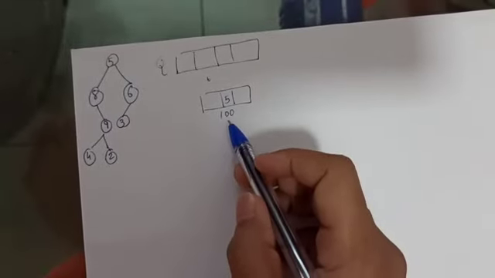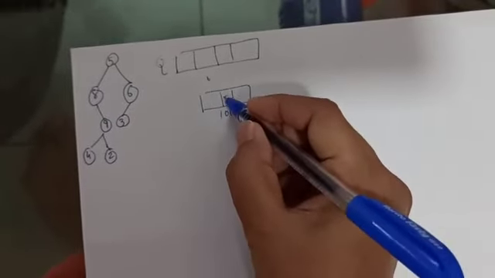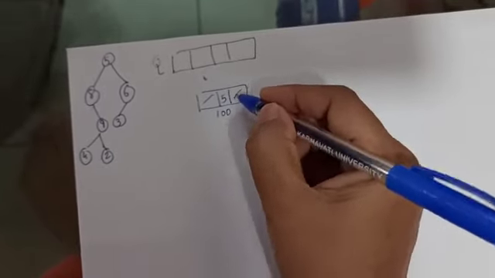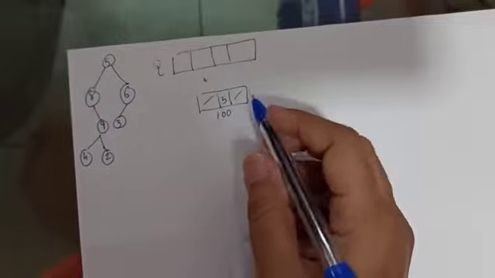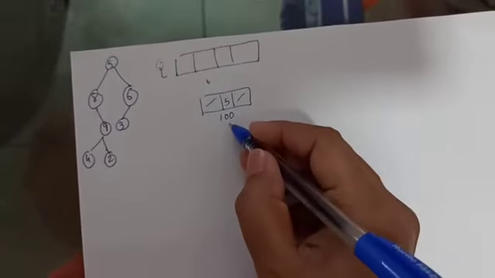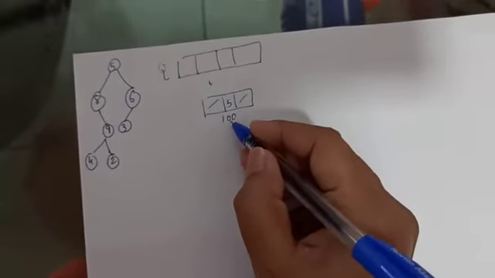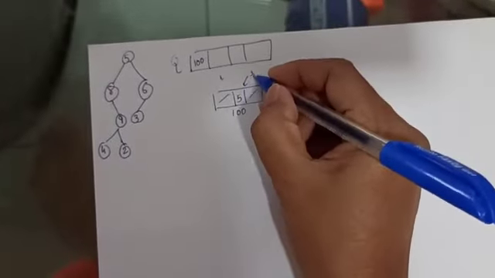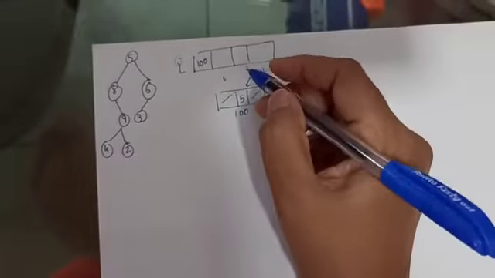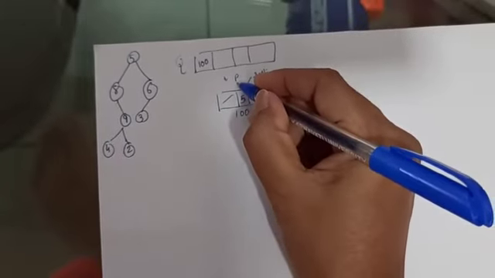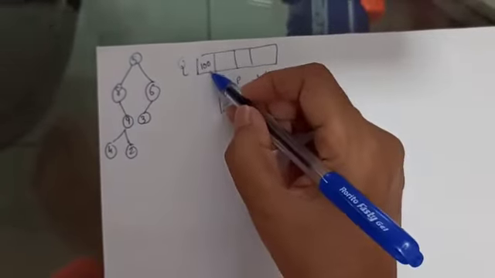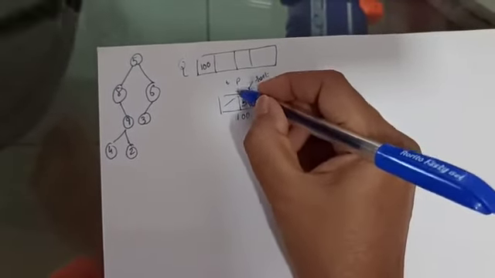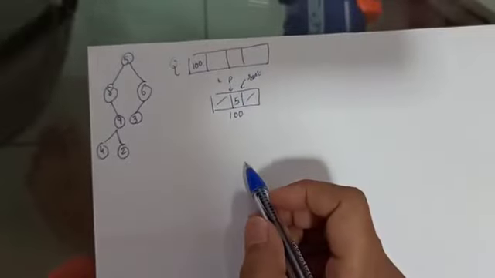Let us assume that it is 100, and we will set the left child address and right child address to null or 0. Now we will insert this address, the root node's address, into the queue data structure. Root is also pointing to this, and we will take one more pointer p, which always points to the node being processed. So right now p is pointing to this node.